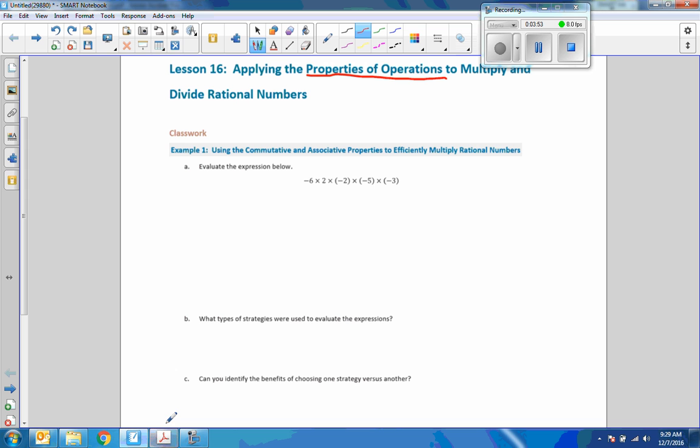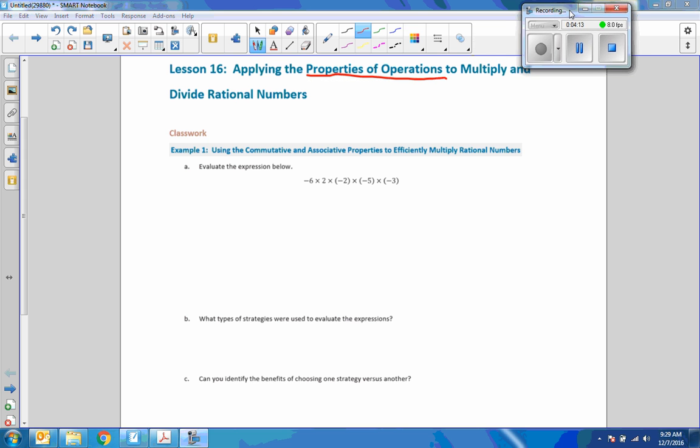Okay, now let's take a look at our lesson. Here we go. Evaluate the expression below. PEMDAS says that if we reduce something down to all multiplication like this, we can simply work left to right. But we are learning properties today, and I am trying to clarify properties with you, so we're going to use some property information here.